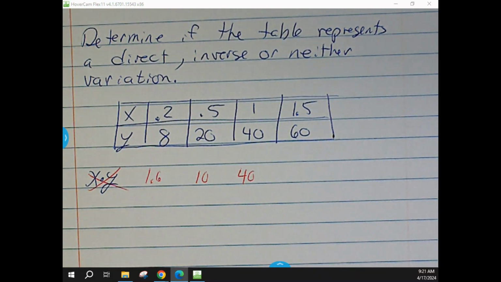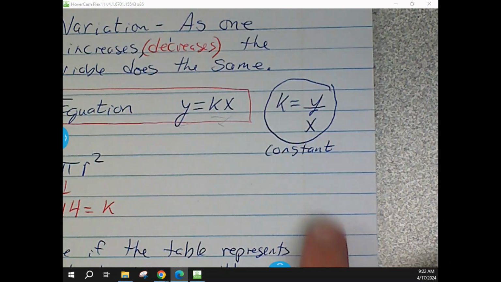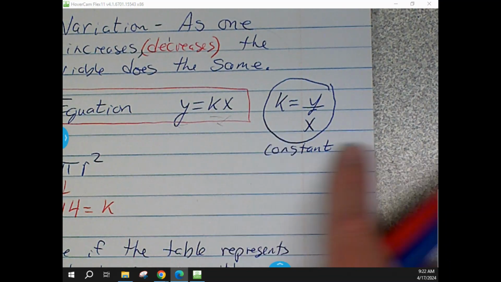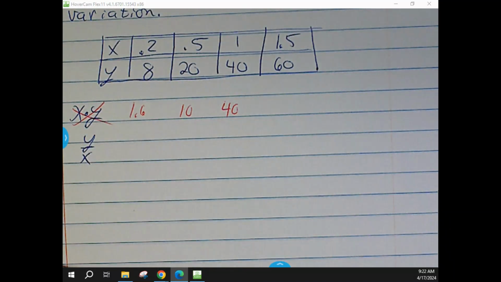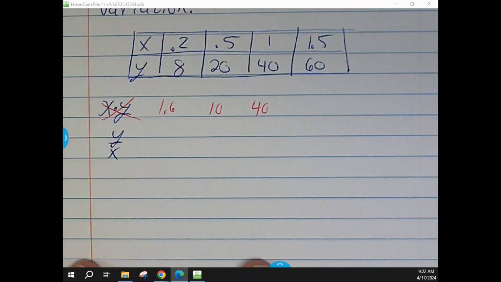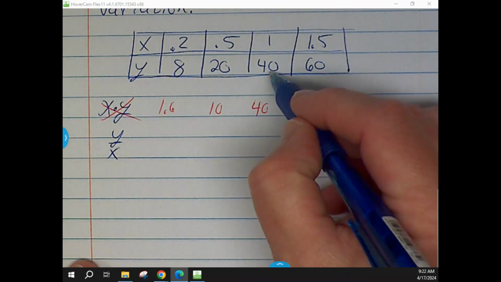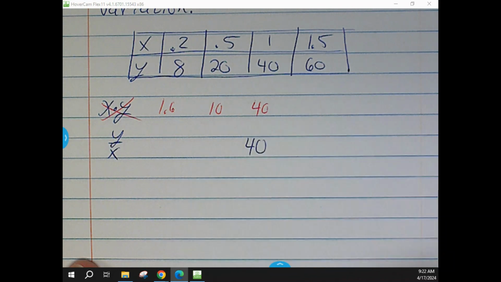Okay, if x times y doesn't work, then we're going to try direct variation. So that would have been inverse. So now we're going to see if the k value works, if we do y divided by x, see if we get the same thing. Again, we'll get the easy one first, because we've got 40 divided by 1, that's 40. Okay, so that's no problem.